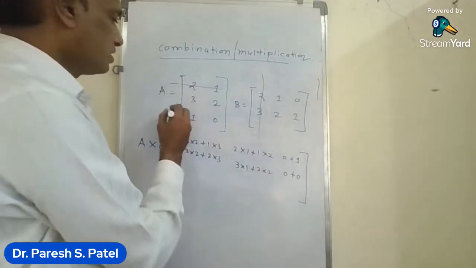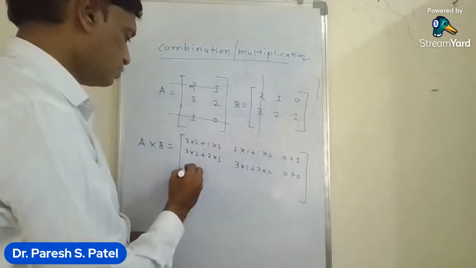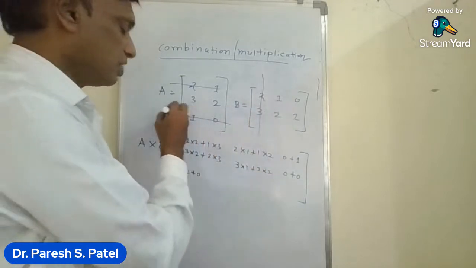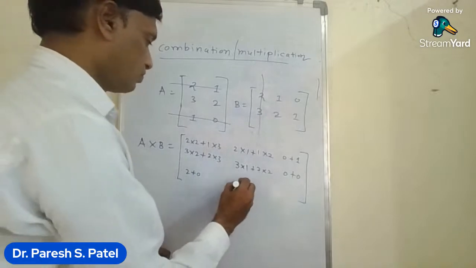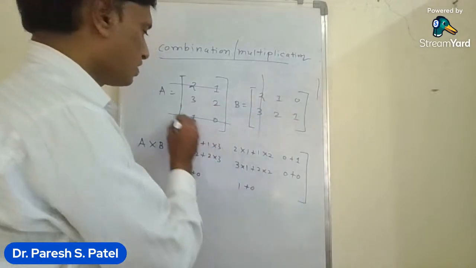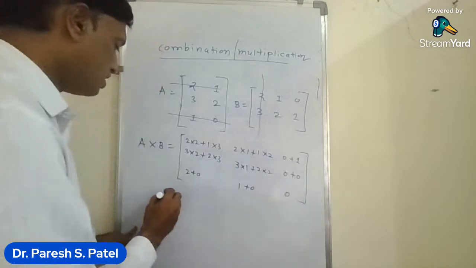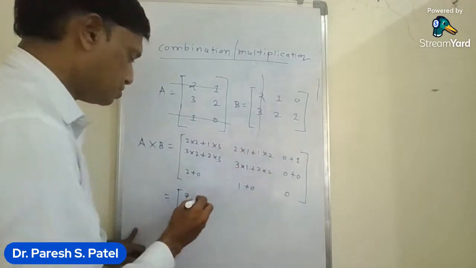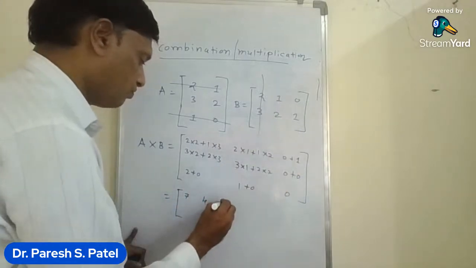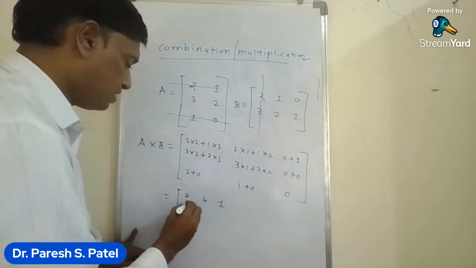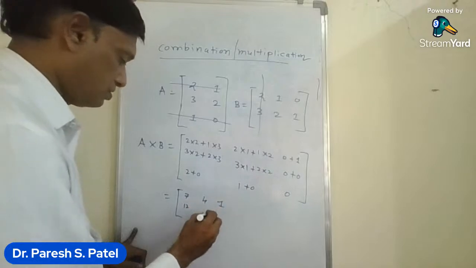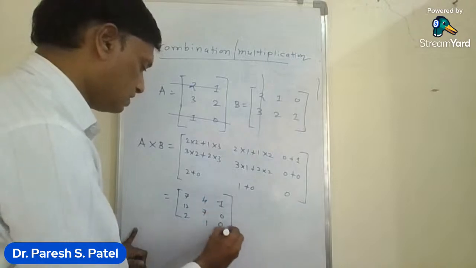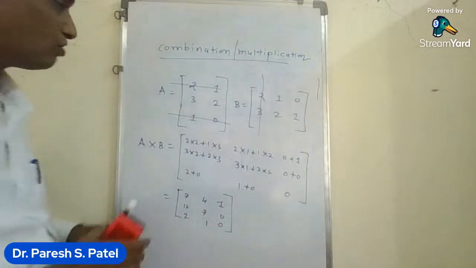Now, third row, first column is equal to 2 plus 0. Third row, second column, 1 into 1, 1 plus 0 is equal to 0. So, the resultant matrix is 4 plus 3, 7, 2 plus 2, 4, 1, 6 plus 6, 12, 7, 0, 2, 1, 0. So this is the combination or multiplication of any two matrices.